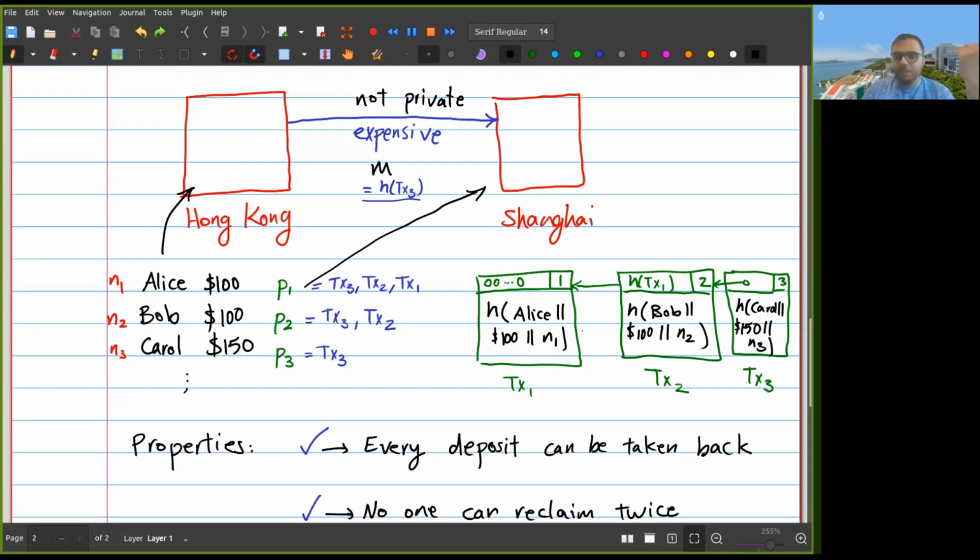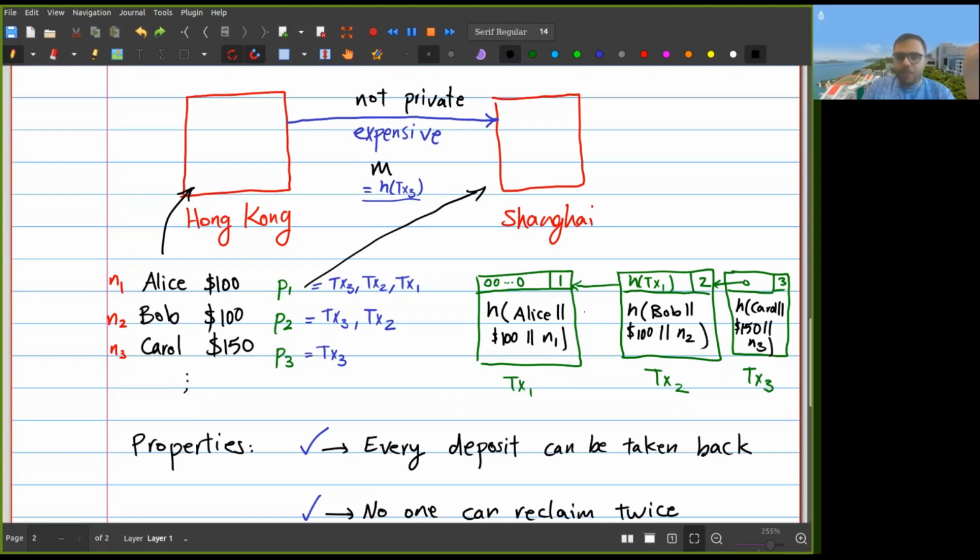Now you just continue this. Alice is providing transaction 2. So you can verify that the transaction 2 that she's providing is real because it matches this hash. And then this one now contains a hash pointer to transaction 1. And then Alice provides transaction 1. So you can verify that transaction 1 is correct.